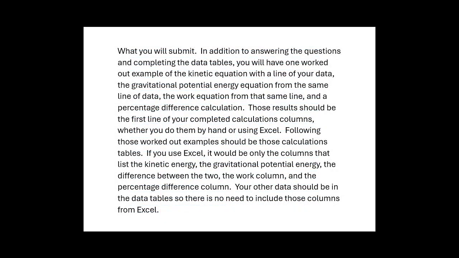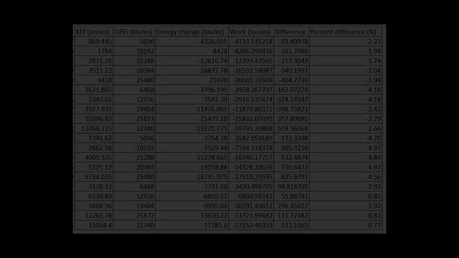What you will submit. In addition to answering the questions and completing the data tables, you will have one worked out example of the kinetic energy equation with a line of your data, the gravitational potential energy from a line of the data, the work equation from the same line of data, and a percent difference calculation from that same line of data. Those results should be the first line of your completed calculations column, whether you do them by hand or using Excel. Following those worked out examples should be those calculated tables.